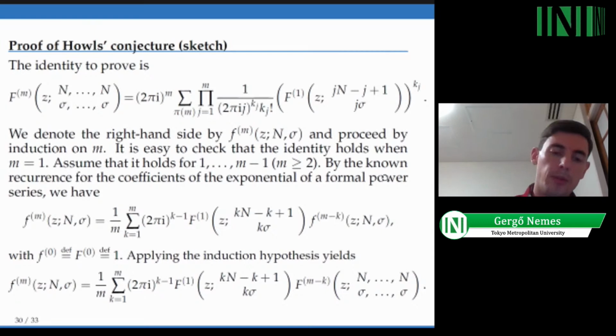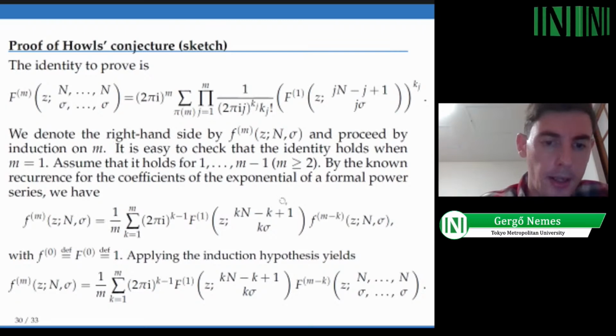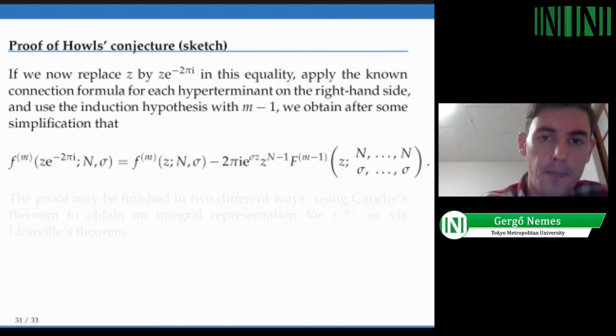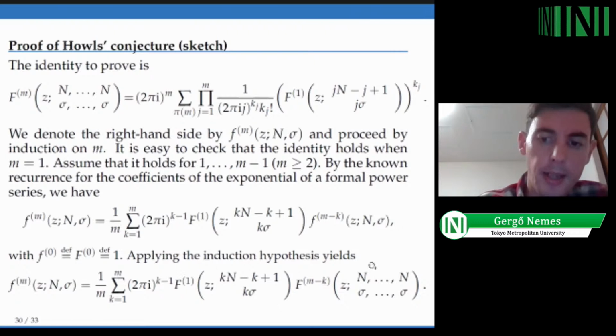And then the main idea after this is to replace z by z times e to the minus 2 pi i everywhere. Then on this side, we use the known connection formula between Riemann sheets for the f_1 and the higher f functions. And there will be lots of cancellations.